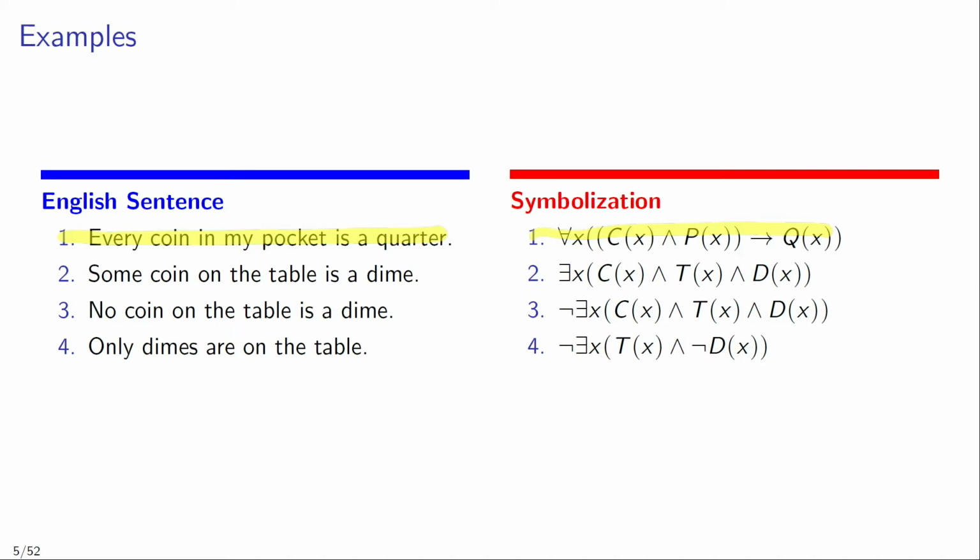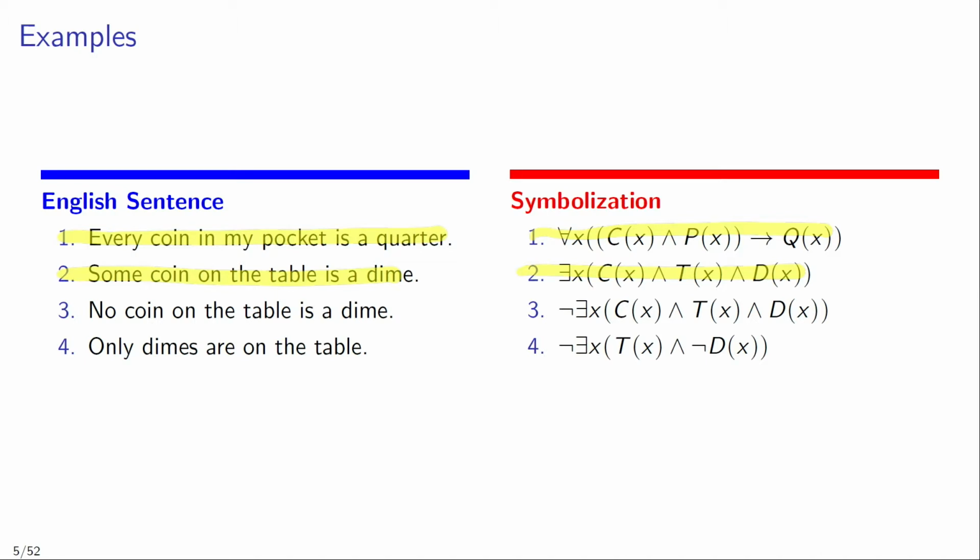Now, let's look at a second example. Suppose you want to symbolize the English sentence some coin on the table is a dime. And as before, I symbolize coin by means of C, and I symbolize on the table by means of T, and I symbolize dime by means of D. I can then symbolize this whole sentence as follows. There is an x such that Cx and Tx and Dx.